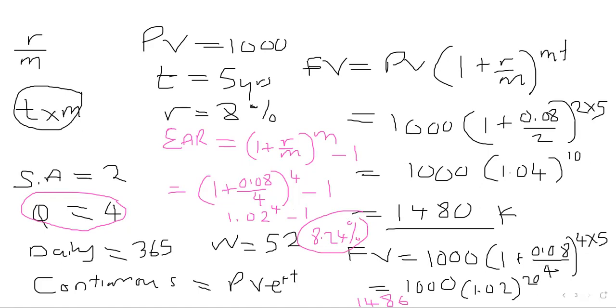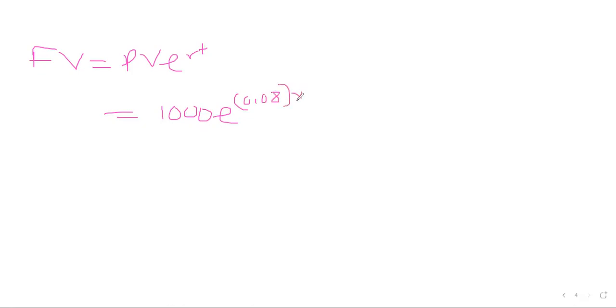Okay. And lastly, if we're looking at what? Daily, continuously. Future value is equal to what? Present value, e to the power rt. So we're talking about 1000. e is on a calculator. Our interest rate is 8%, so 0.08. And our time is what? 5 years. Do we know where to find the e on the calculator?